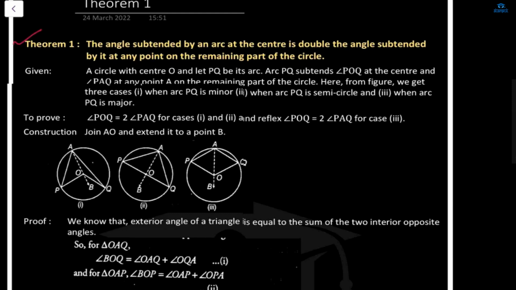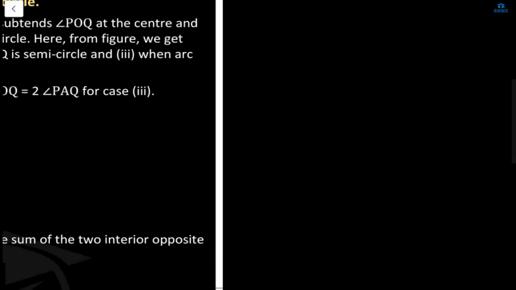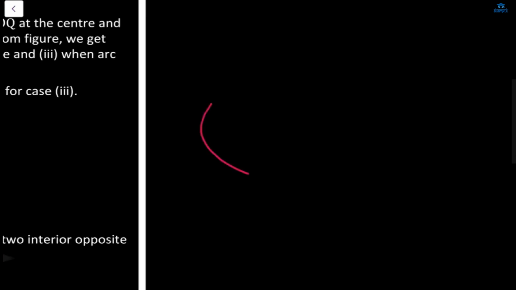Now, we are talking about the theorem: the angle subtended by an arc at the center is double the angle subtended by any point on the remaining part of the circle. There are three cases that we can find here. Suppose we draw a circle, and AB is an arc subtending an angle at the center, and there is another point anywhere on the circle. We need to find the relation.